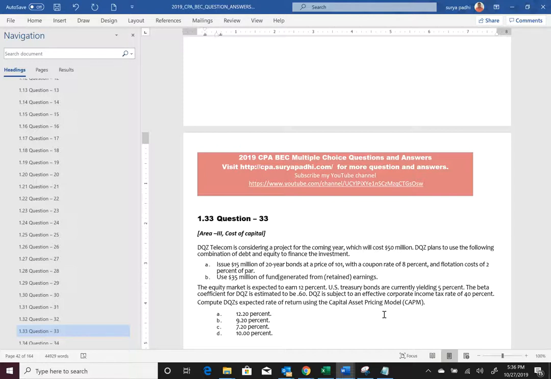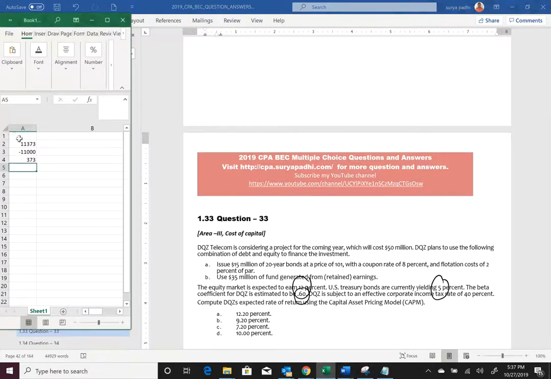To calculate the cost of capital under CAPM, we need the risk-free interest rate, which is 5%. Then we need the coefficient, and we need the market interest rate, that is 12%. And let us calculate it.